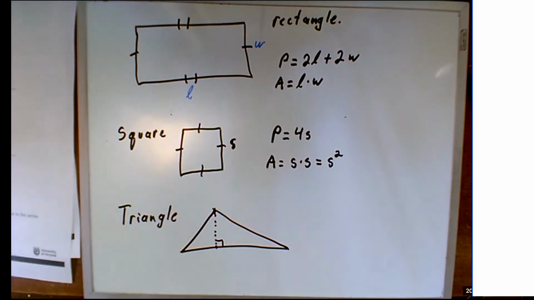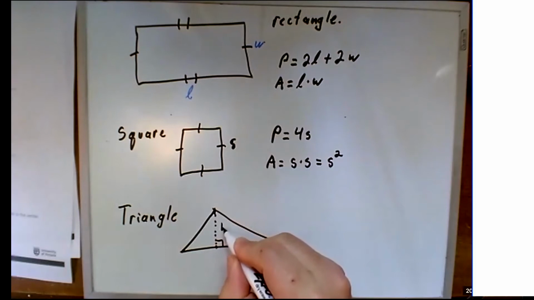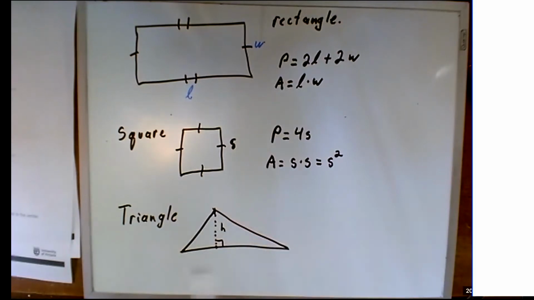So I've put in here just a little dotted line, and that line takes us from the top of the triangle to the bottom of the triangle and indicates its height, which I will indicate with the letter H here. And then across the bottom, the length from one edge or one corner of this triangle to the other corner across there is called the base. So we represent that with the letter B.